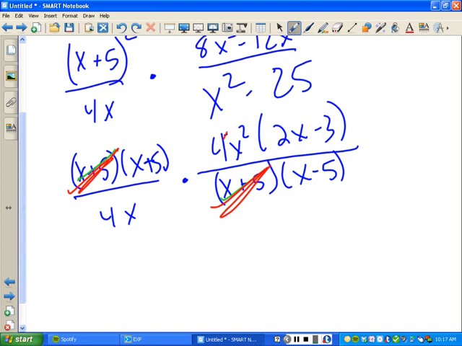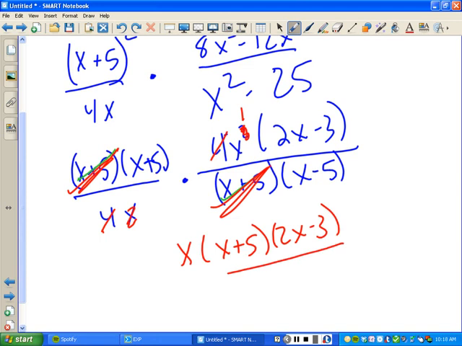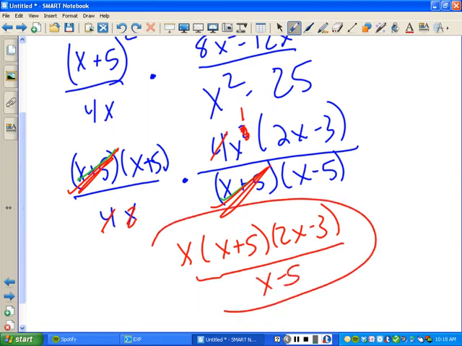Now, the 4 and the 4 cancel. The x and one of these x's will cancel. That'll just leave one left over. Does anything else cancel? So you're going to have x plus 5, 2x minus 3, over x minus 5. And that's your final answer.